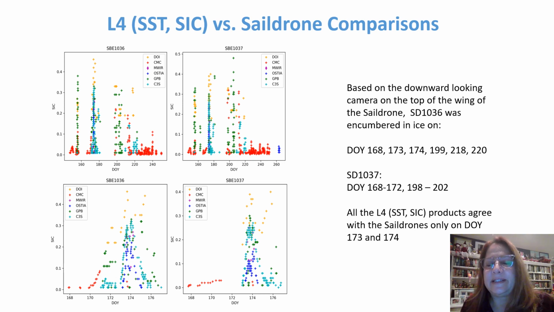And during these 6 days, only for days 173 and 174 did all the L4 SST analyses produce some quantity of ice. Here's zooming in around those 2 days, and we can see that the quantities of ice vary with the SST sea ice concentration product combination.